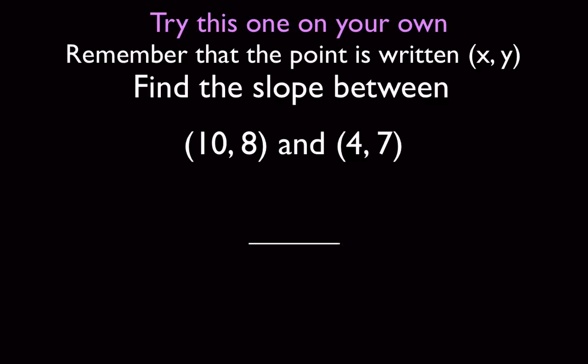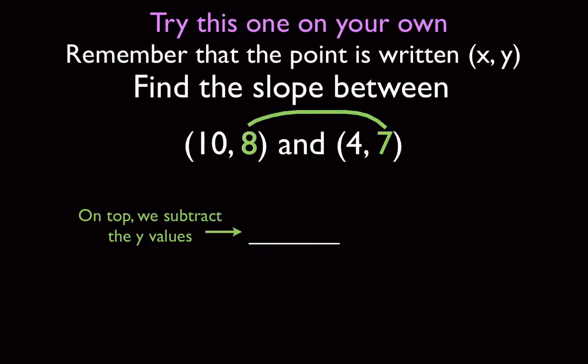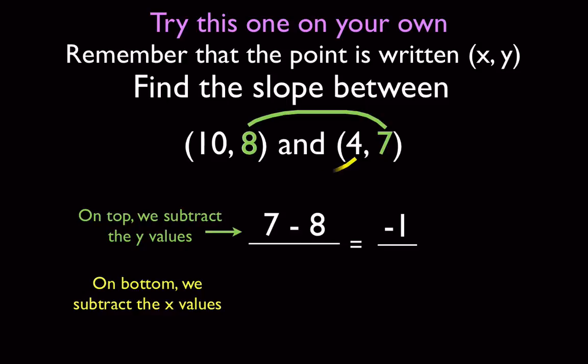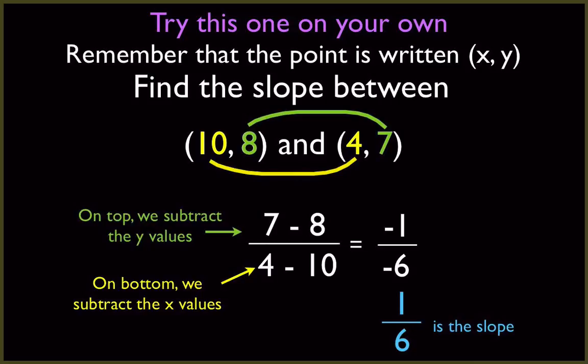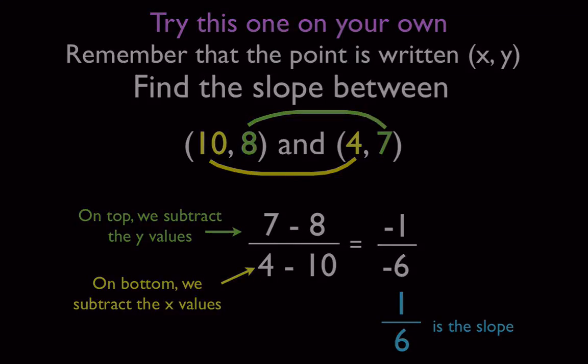Okay, so we're going to subtract the y's first, on top. Again, I always go right to left, so 7 minus 8, which is -1. On the other one, I'm going to subtract the x's, 4 minus 10, which is -6. When you end up with a negative on top and bottom, basically what happens is they both cancel out and turn into positives. Negative divided by negative is positive, so you end up with 1/6.